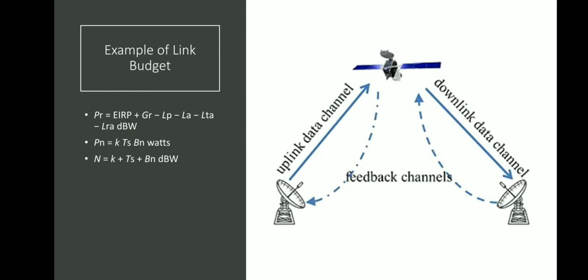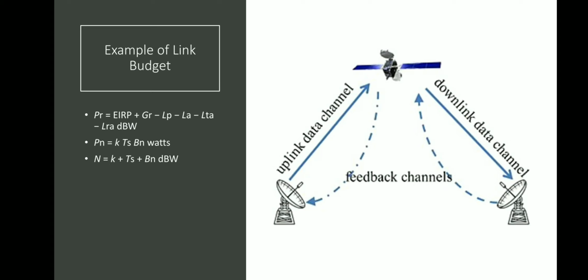Now we will take an example to understand the link budget. This picture we have gone through time and again. There is an uplink data channel which sends the signal, and there are feedback channels coming from the satellite towards the Earth station. So there are basically four links established. In the uplink, Earth station to satellite, there are feedback channels. Similarly, on the downlink, there are the downlink data channel and the feedback channels.